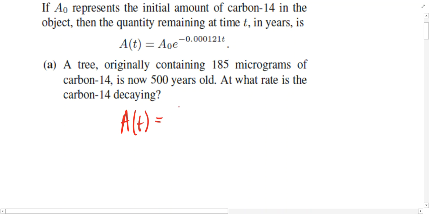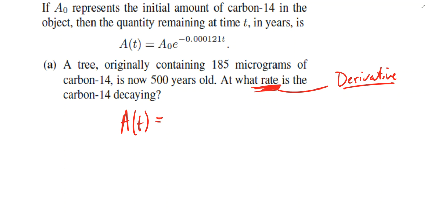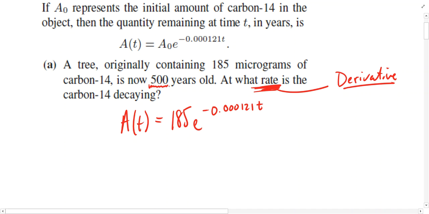So when I read this problem, I see the question, at what rate is the carbon-14 decaying? And rate just jumps out on the page, and this screams derivative. When we see the phrase rate, we are talking about derivatives. So I'm going to enter some values into the equation and then compute the derivative. The problem asks at what rate the carbon-14 is decaying after 500 years, but I'm not going to input that value into the formula right now. We'll use that inside the derivative. Let's go ahead and compute the derivative now.